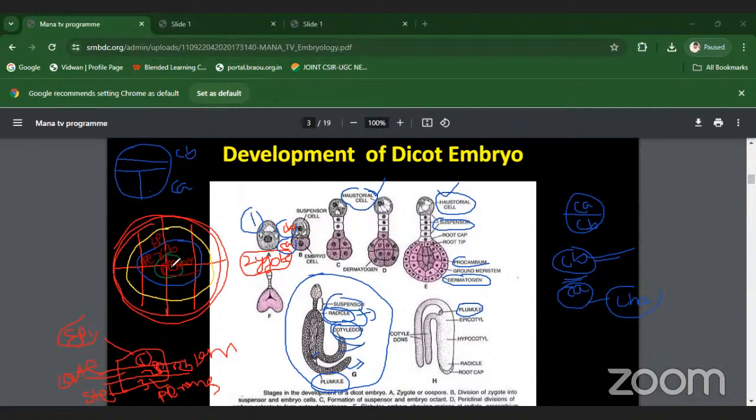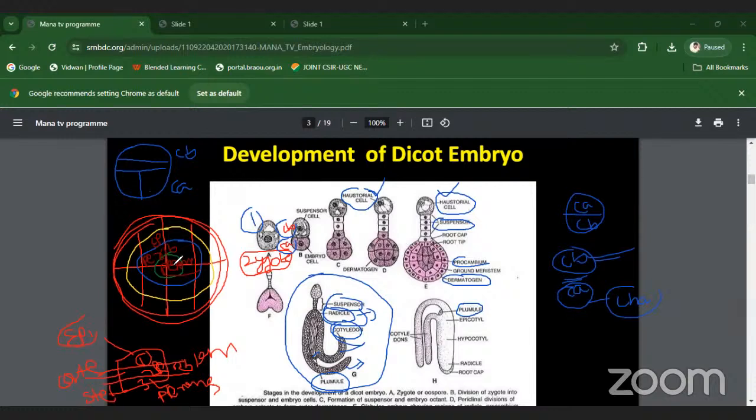When the embryo matures and forms a plant, these internal parts are developed from the embryo. In the embryonic stage they are called plerome and periblem, not stele and cortex. But later, when it is developed, periblem becomes the cortex and plerome becomes the stele.